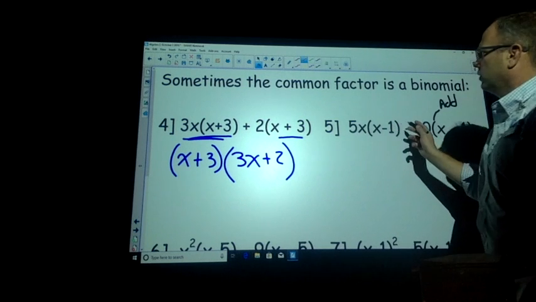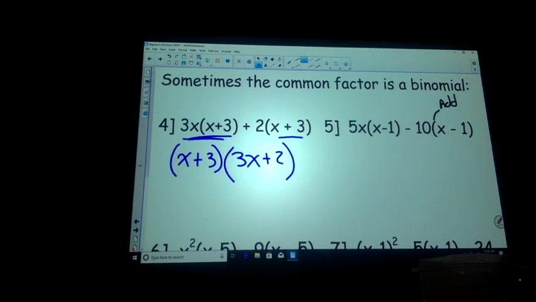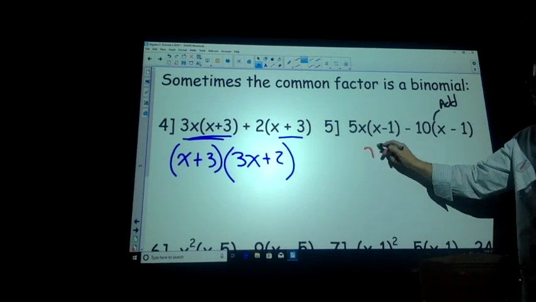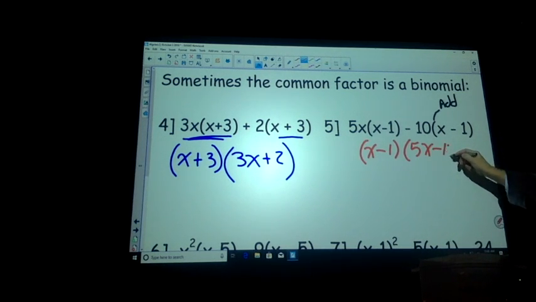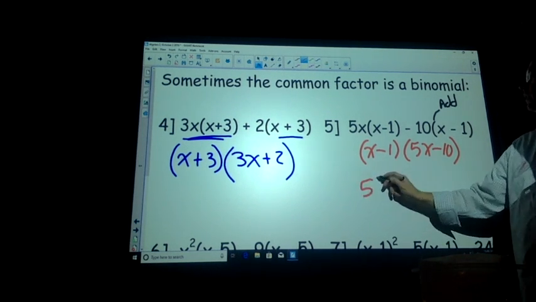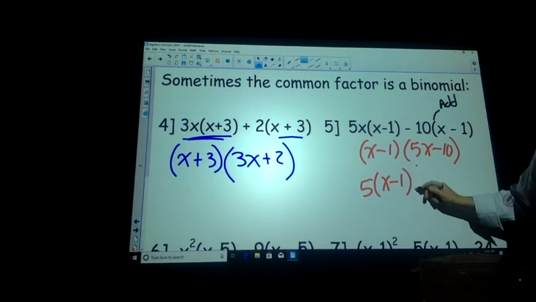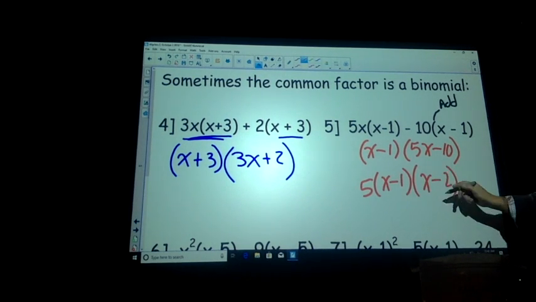What can I factor out on the second one? X minus 1. Okay. Is there anything left that I can factor out? 5. 5. And that's it right there.